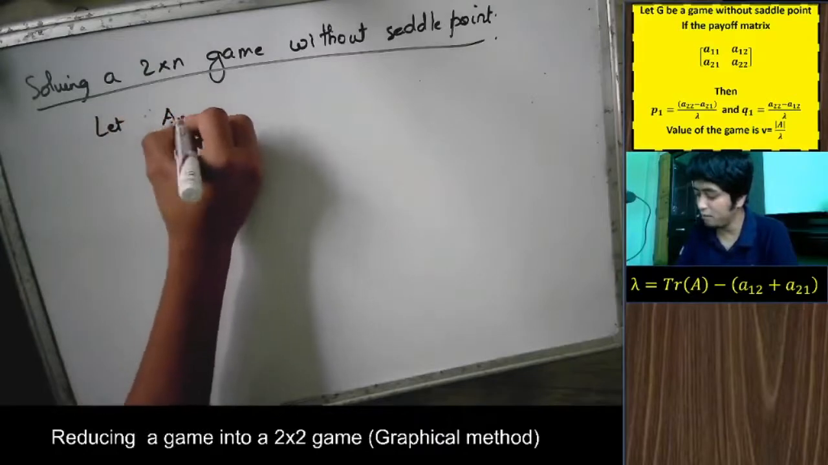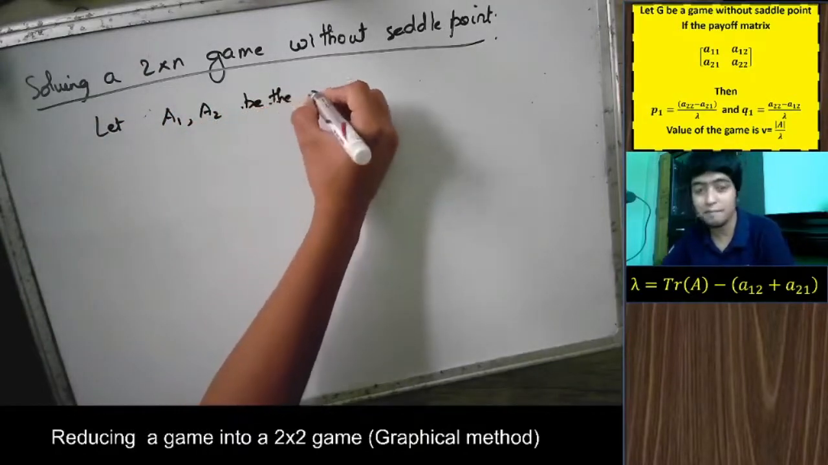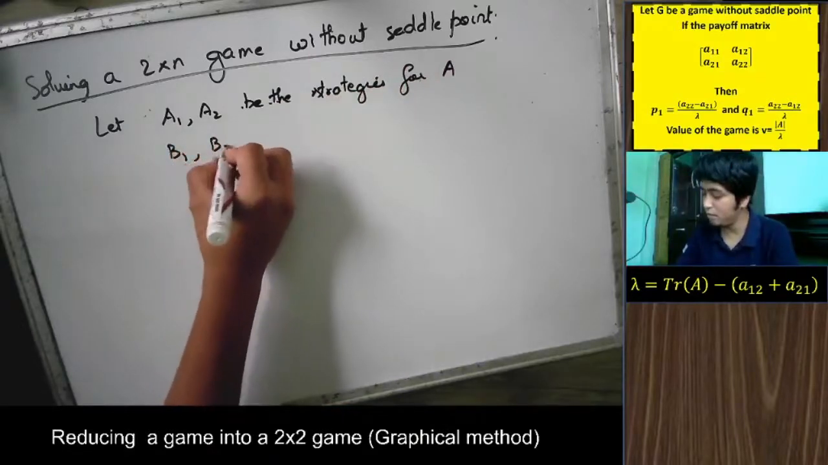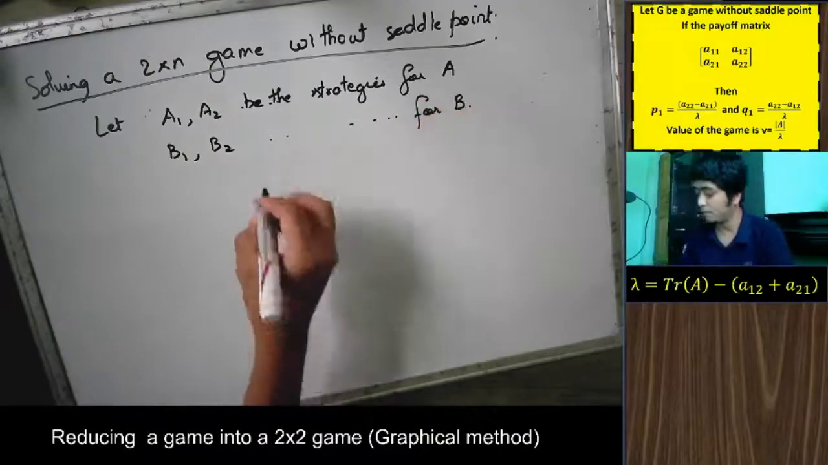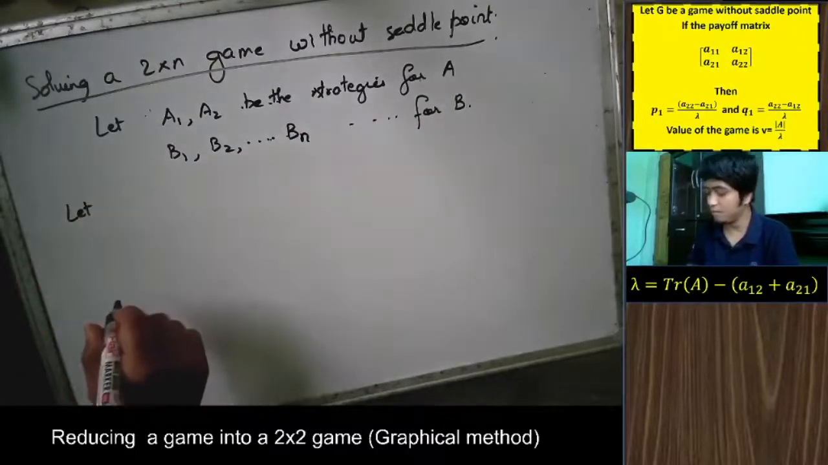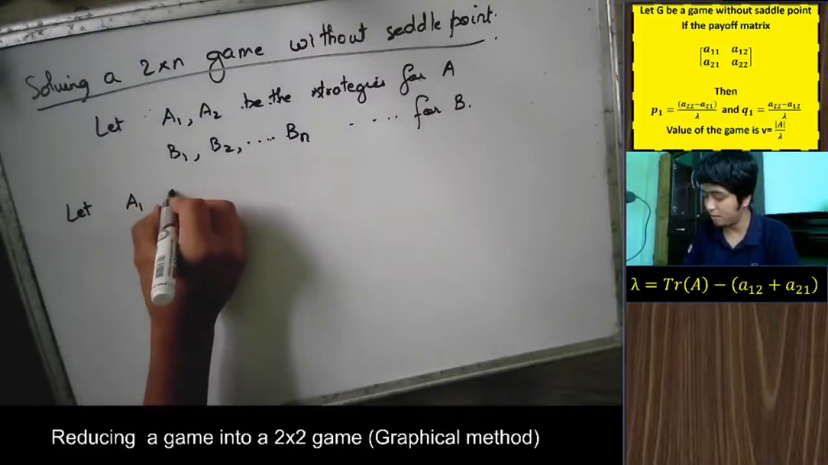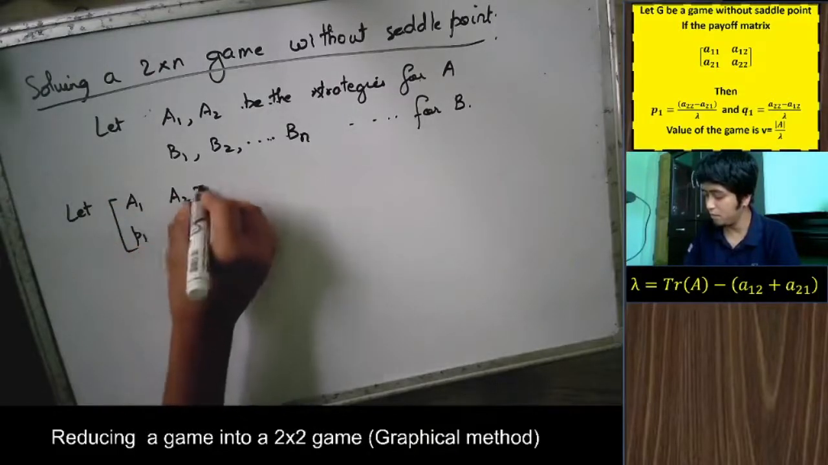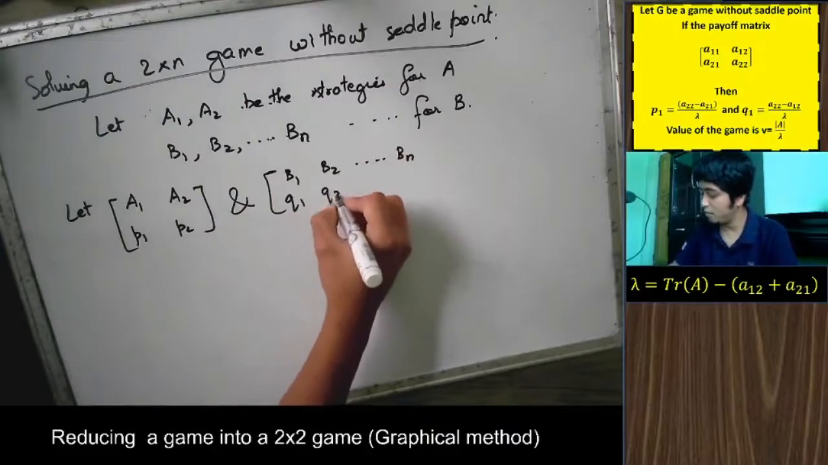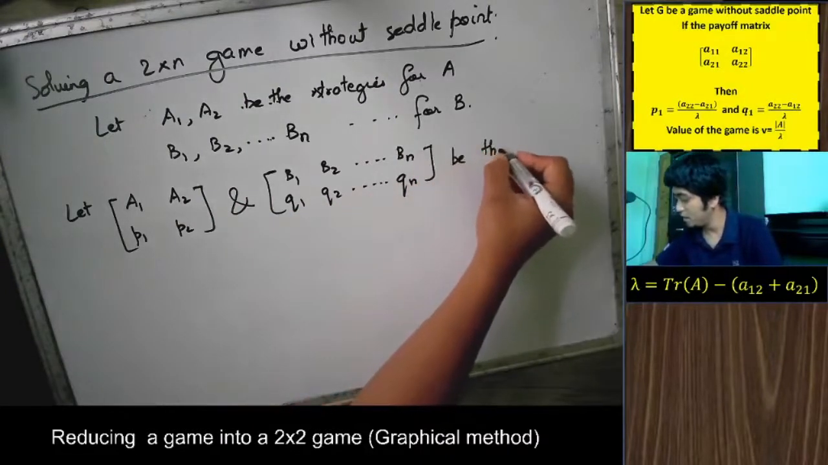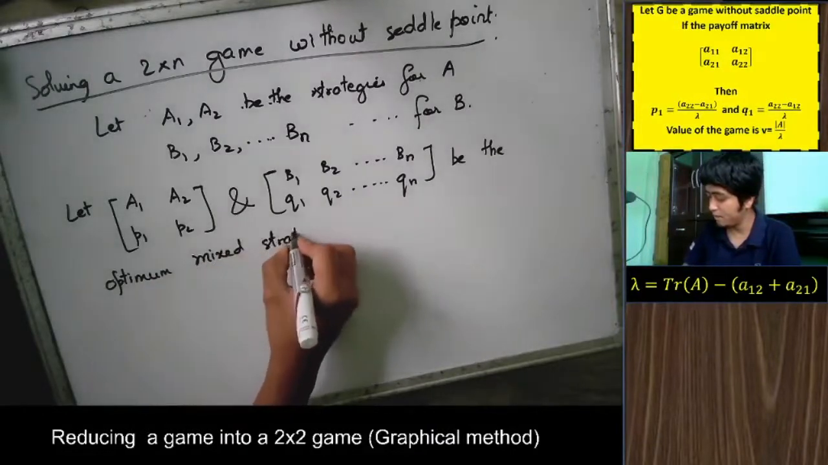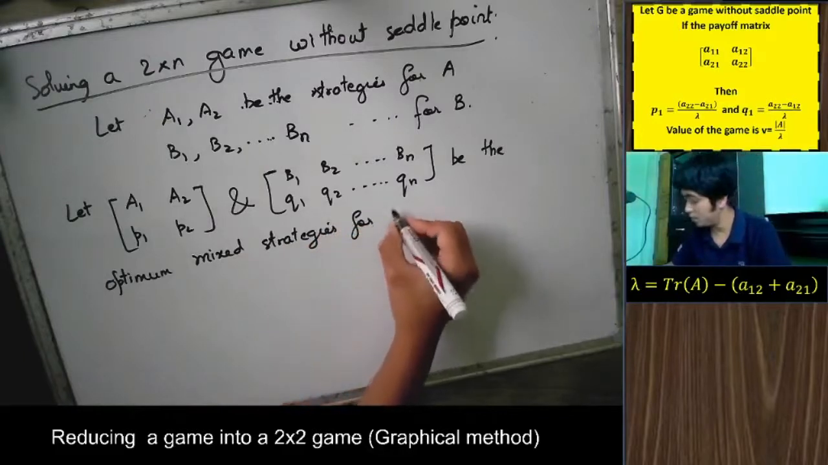Okay, so let A1, A2 be the strategies for player A, and let B1, B2 up to Bn be the strategies for B. Let them be the strategies for B. So let, in fact I should be writing A1, A2, P1, P2, up to Bn, Q1, Q2 up to Qn be the optimum mixed strategies for both players.